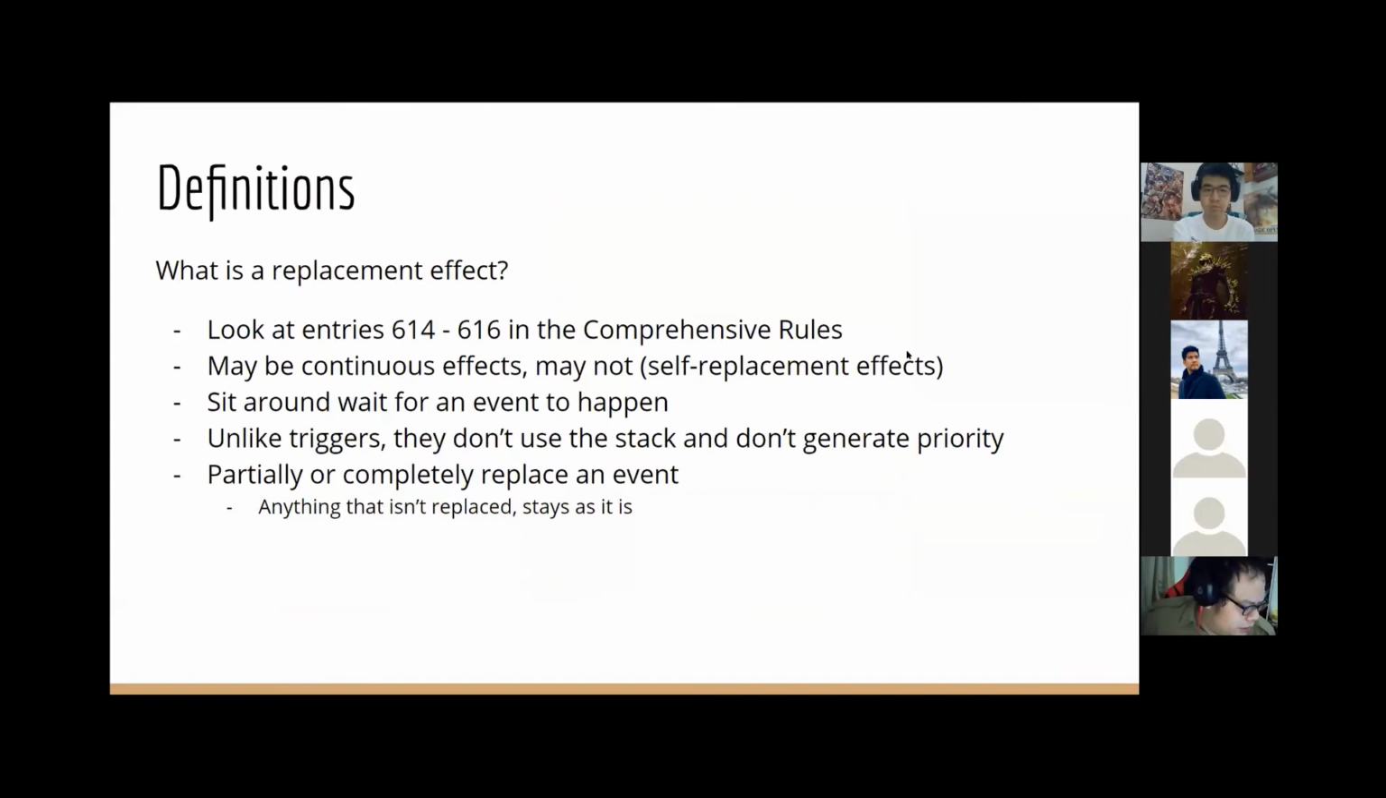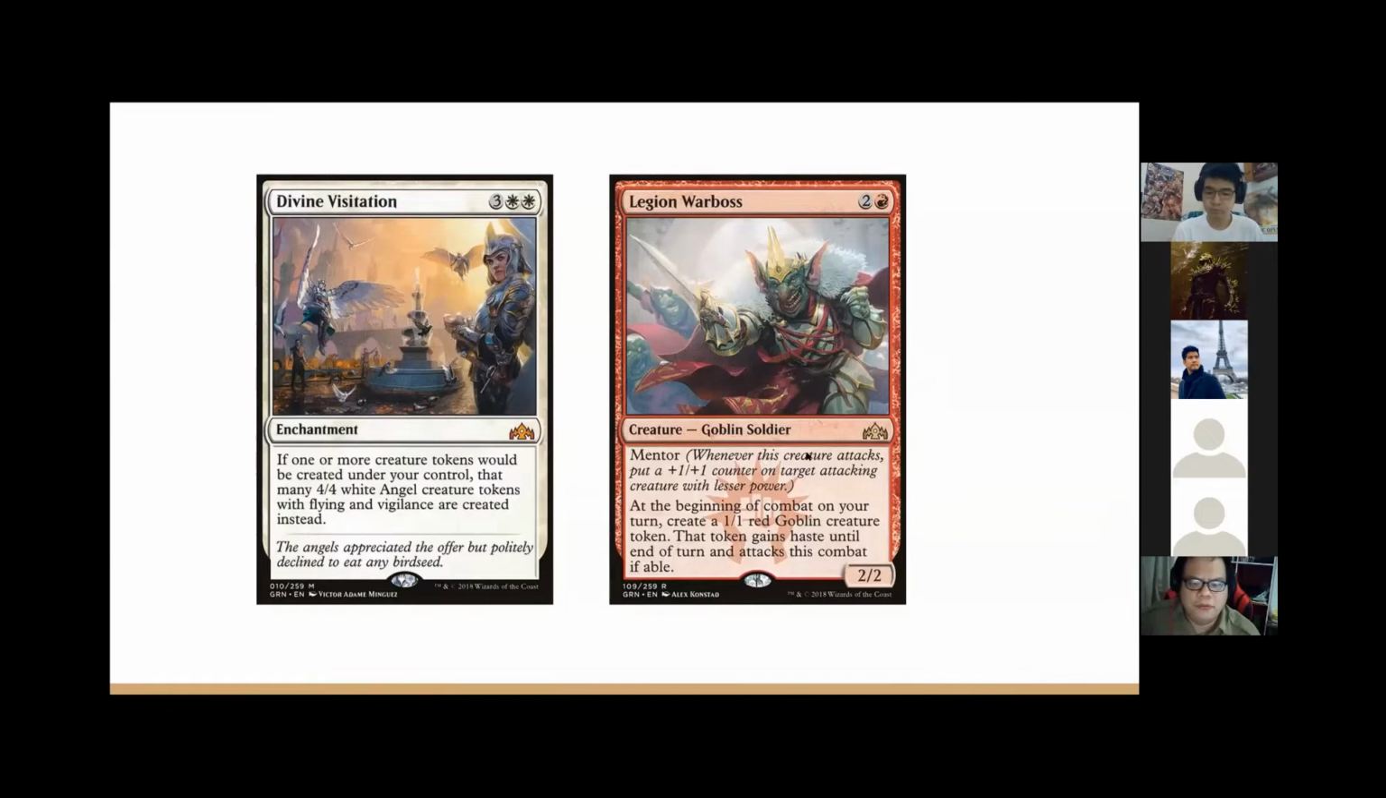Okay, replacement effects partially or completely replace an event. So what event is this Divine Visitation replacing? It replaces the act of creating the token. So instead of creating a 1/1 red goblin creature token, Legion War Boss's effect will look something like this. I substituted this in here. So instead of creating a 1/1 goblin token, it will create a 4/4 white angel creature token with flying and vigilance. Only that thing is replaced. Everything else remains. That token, which refers to the token that Legion War Boss created, still gains haste and still has to attack. So the answer is your angel token will have to attack.